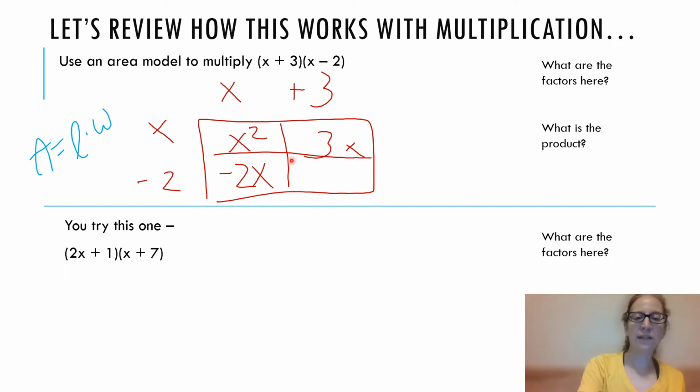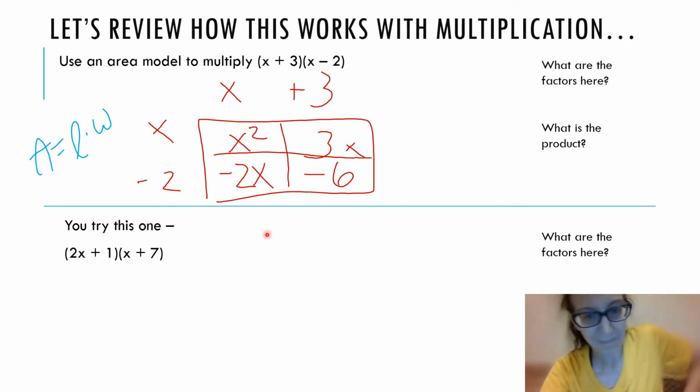And then this rectangle has a length of 3 and a height of -2. Area is length times width, base times height. And so this would be 3 times -2, which is -6. Now, remember that we're looking for the area.